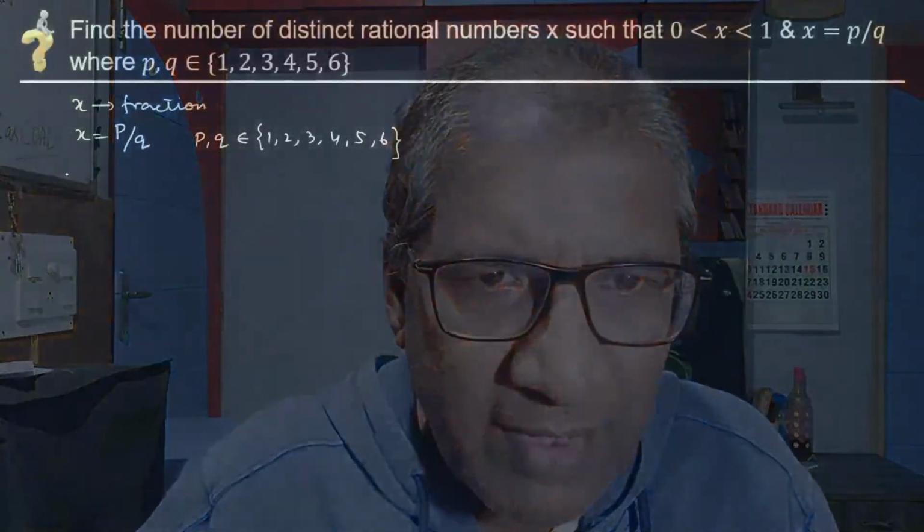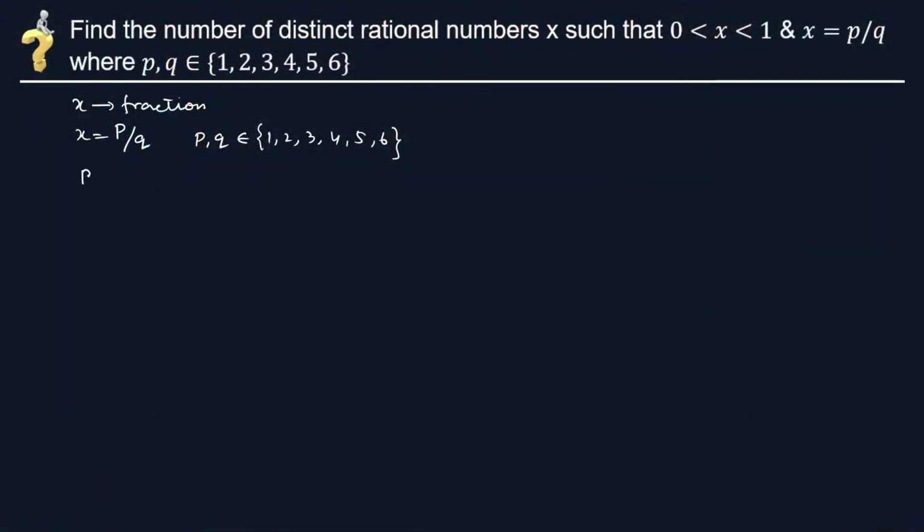So naturally we have to consider cases here. Okay, so let's see. If I say that p is 1, then your q can take the value 1, 2, 3, 4, 5, 6. No, I cannot take 1, because if I take 1, it no more remains a fraction. Therefore, x will take the values 1/2, 1/3, 1/4, 1/5 and 1/6. Am I correct?